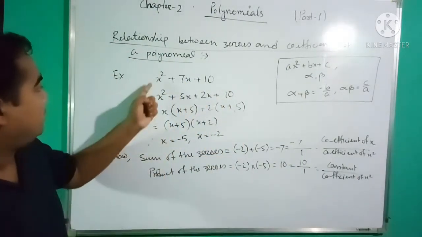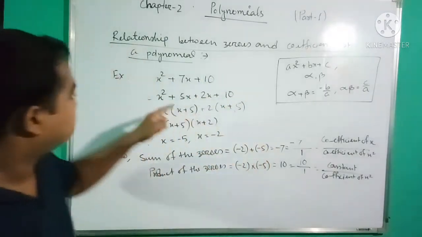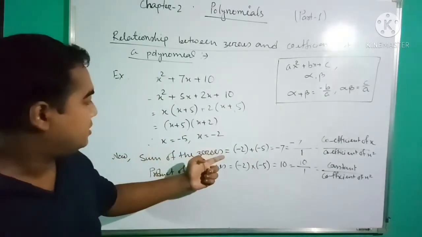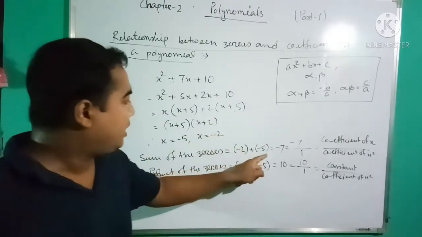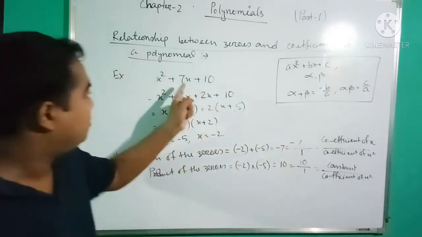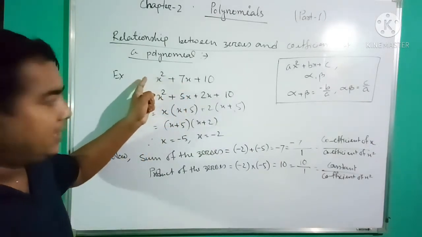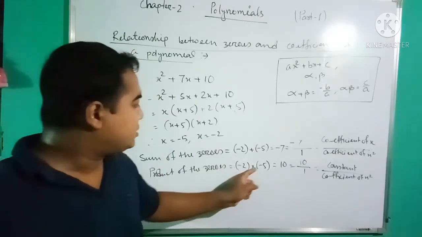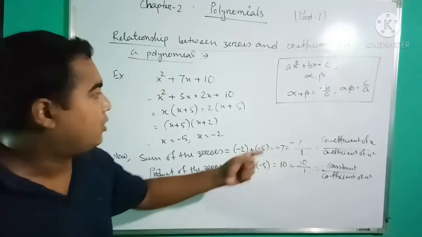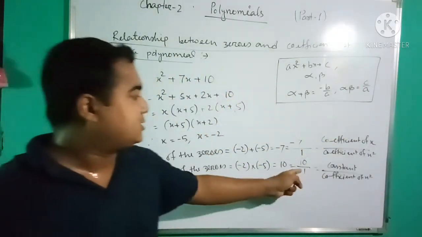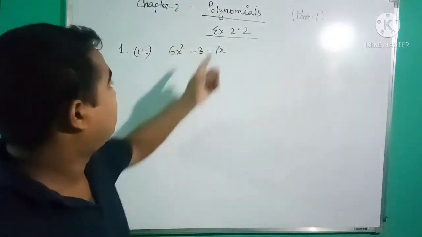See, if one polynomial is given, then find the zeros according to the splitting method. After that, sum of the zeros, that means add the zeros and you will get an answer. Next, minus b by a, minus b value 7, a means coefficient of x square. Similarly, product of the zeros, minus 5 into 2 or minus 2 into 5, then answer is 10, and according to the formula c by a, c means constant value and a means coefficient of x square. Done? Okay, now proceed to exercise 2.2.